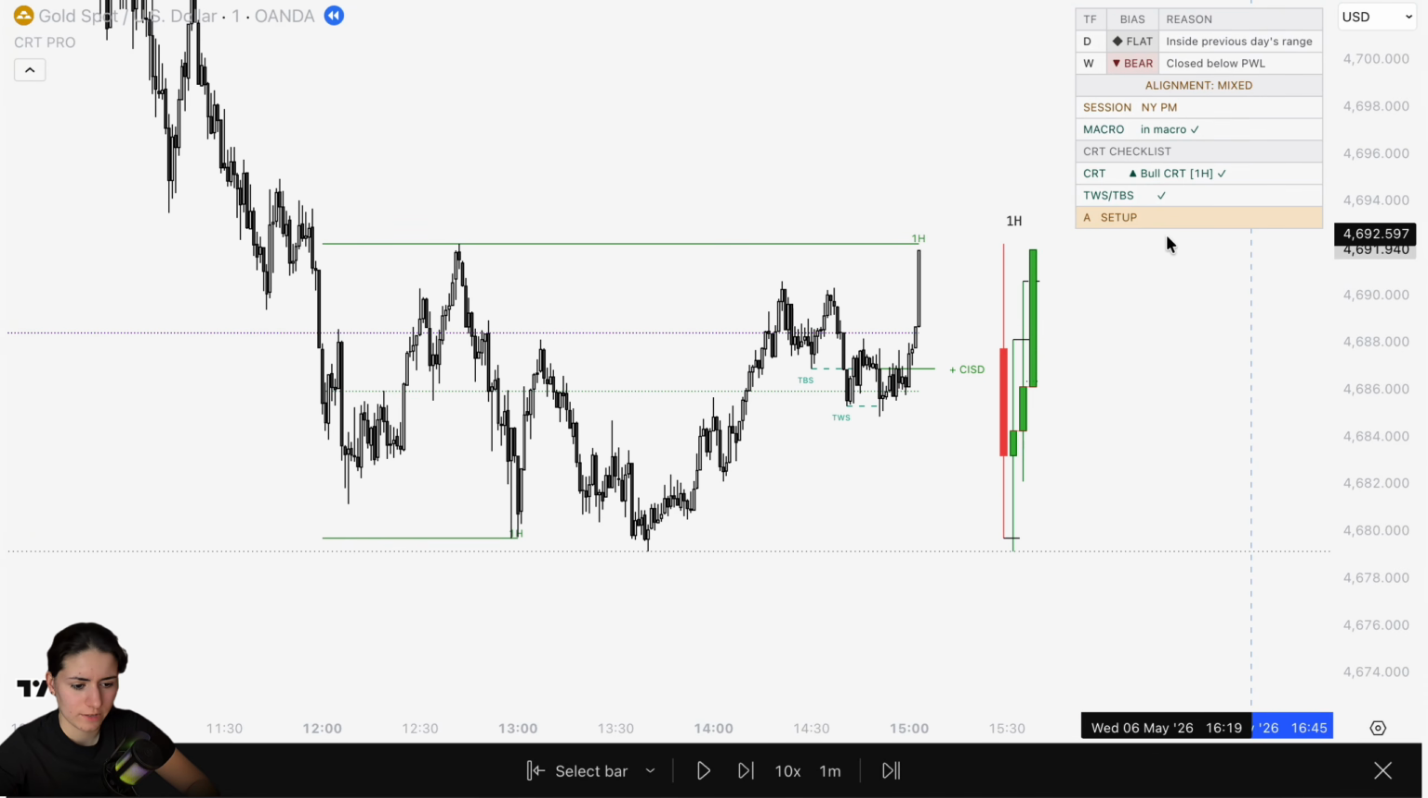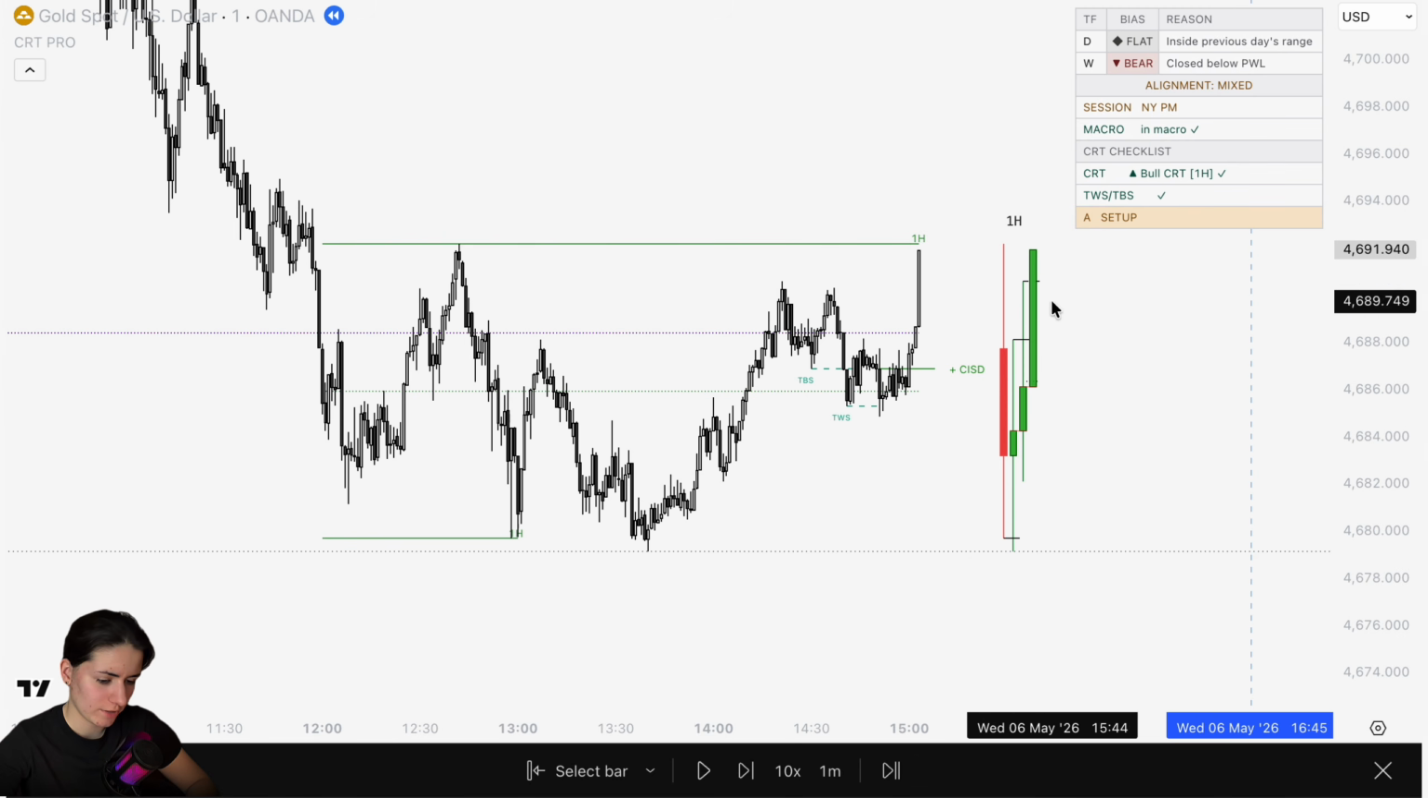Next, you will notice I added a brand new checklist section. This checklist is designed to help you analyze any setup faster. At the top of the checklist, you will see the basic information about the setup, the type of model that formed, bullish or bearish, and where the liquidity has been swept. As soon as CRT forms, the indicator automatically tracks whether there was a manipulation move, meaning did we get a total wick sweep or total body sweep.